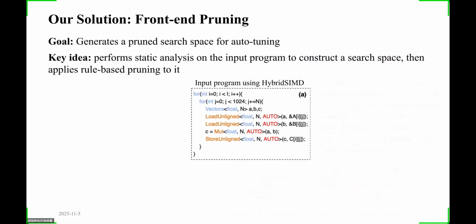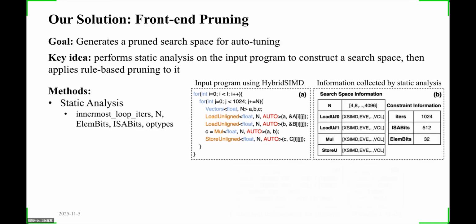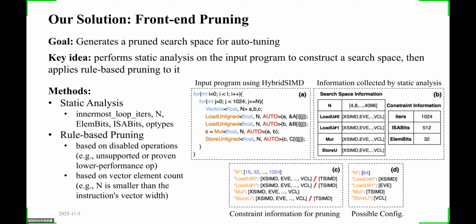Okay, after talking about the user interface design, let's move on to the front end. Its job is to generate a search space for tuning. How to do this? We first perform static analysis on the input program to extract key information useful for generating the search space, as shown in Figure B. And then we apply rule-based pruning based on unsupported operations and the conditions on vector element counts. This pruning step makes the subsequent auto-tuning process much more efficient.